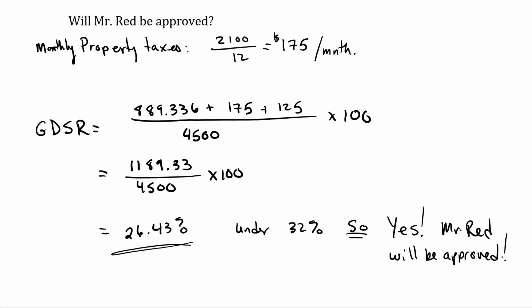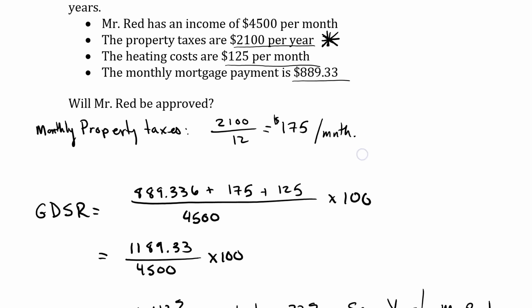If it's greater than 32%, that means that the housing costs are more than what the banks have allotted as appropriate housing costs, again, which is 32%. So if you spend more than 32% on housing costs, that is too much.